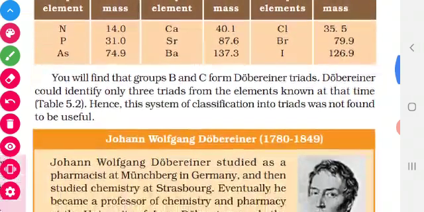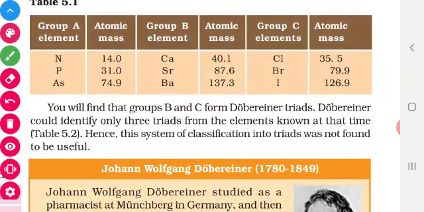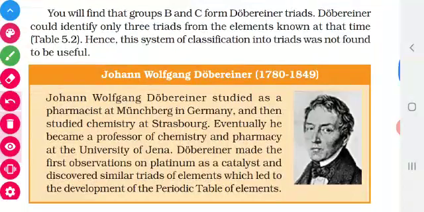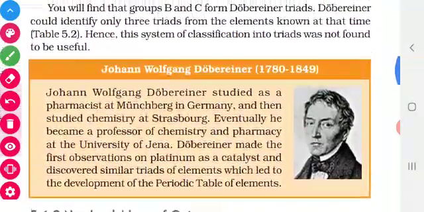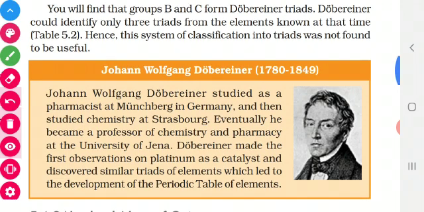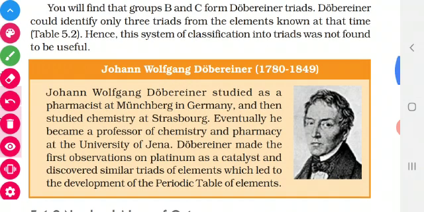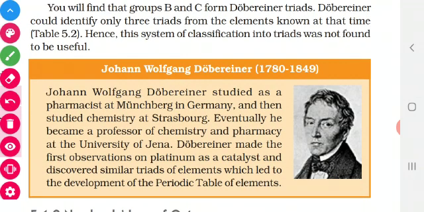This is homework for you. You have to identify which is a triad and which is not a triad in this group. Then some information about Dobereiner is given. He was a pharmacist. Who is a pharmacist? The person who studies drugs. Drugs means medicines. So that person is called a pharmacist.